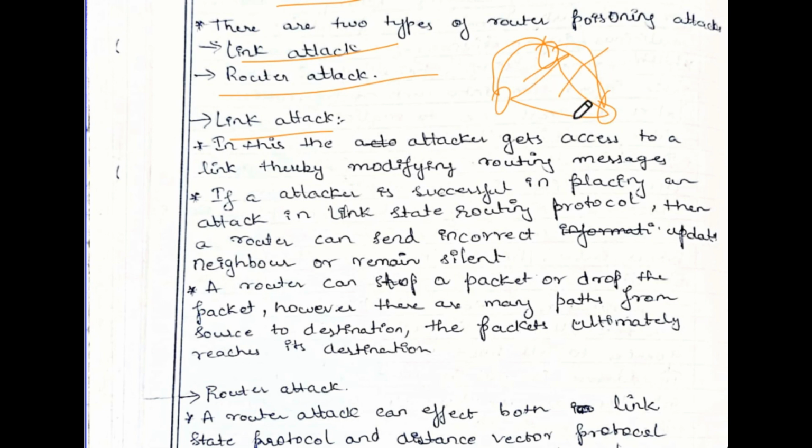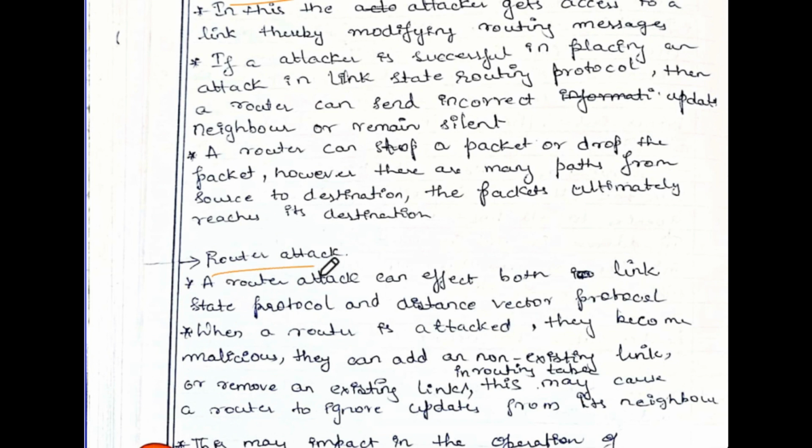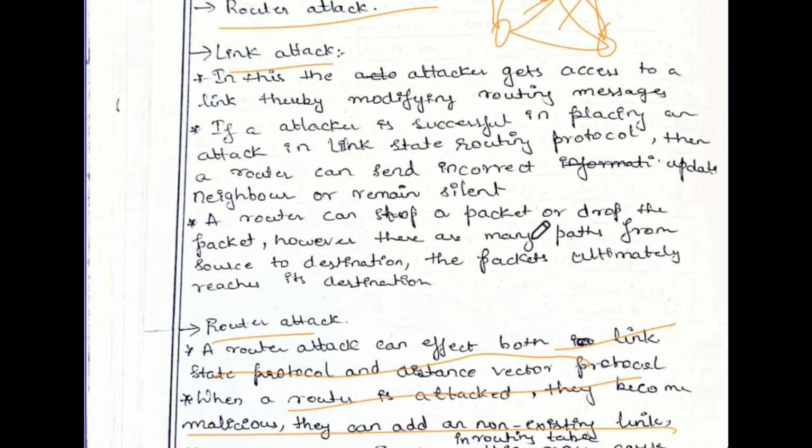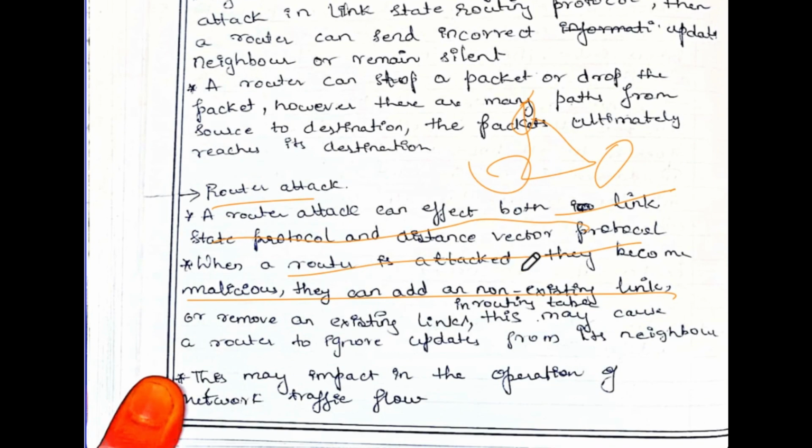In this case, a router can drop a packet or stop a packet from reaching its destination. If the router stops a packet, the packet can take another route, because there are multiple ways to reach the destination. So link state attack is not that harmful compared to router attack. Router attack can affect both link state protocol and distance vector protocol. When a router is attacked, it becomes malicious.